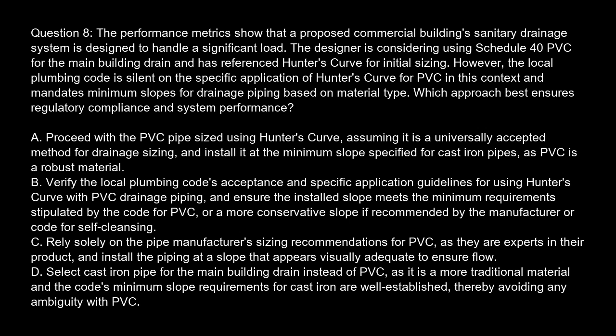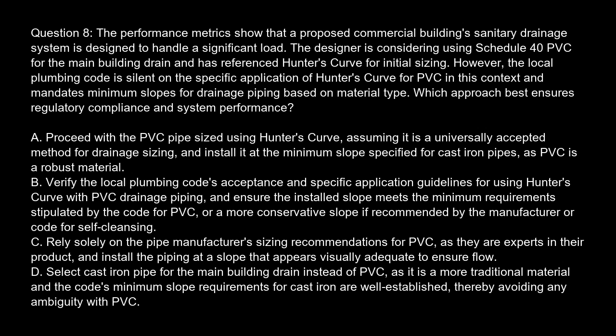Option A. Proceed with the PVC pipe sized using Hunter's curve, assuming it is a universally accepted method for drainage sizing, and install it at the minimum slope specified for cast iron pipes, as PVC is a robust material. Option B. Verify the local plumbing code's acceptance and specific application guidelines for using Hunter's curve with PVC drainage piping, and ensure the installed slope meets the minimum requirements stipulated by the code for PVC, or a more conservative slope if recommended by the manufacturer or code for self-cleansing.